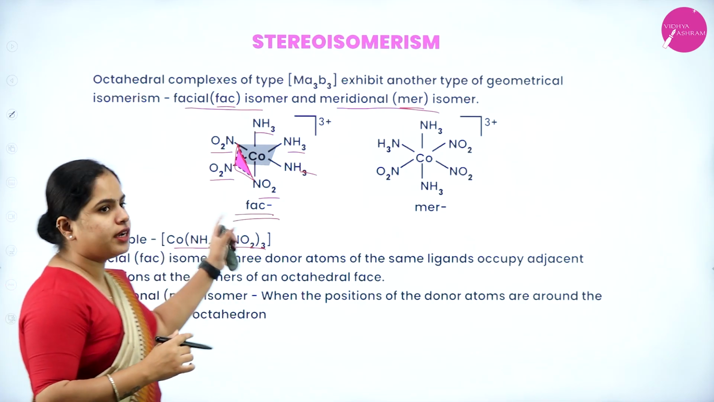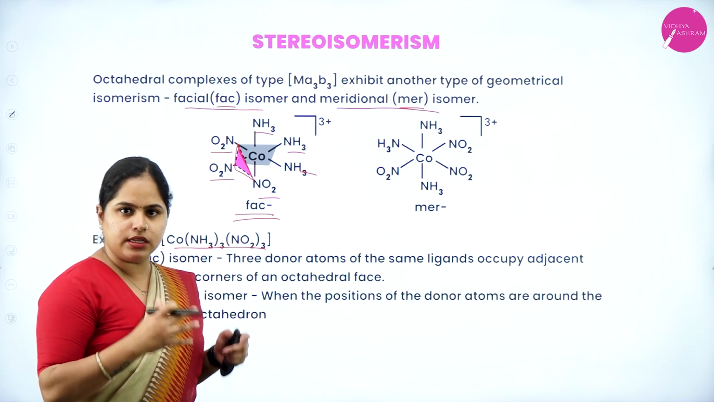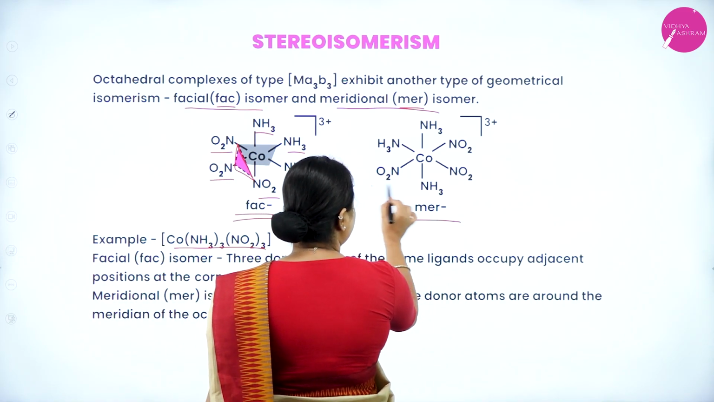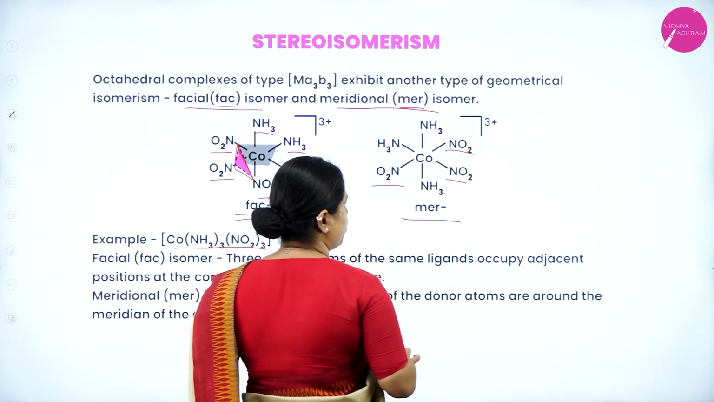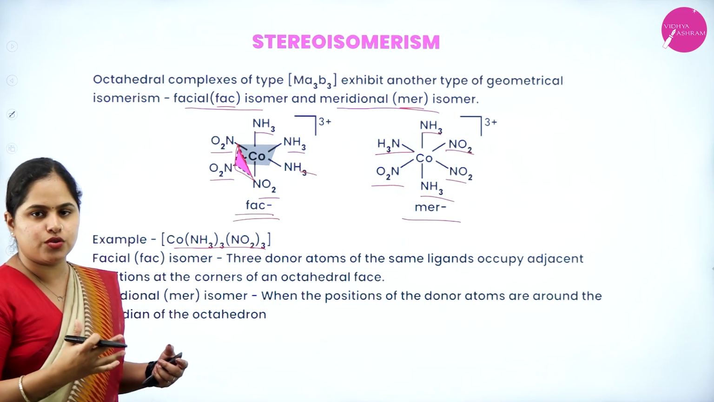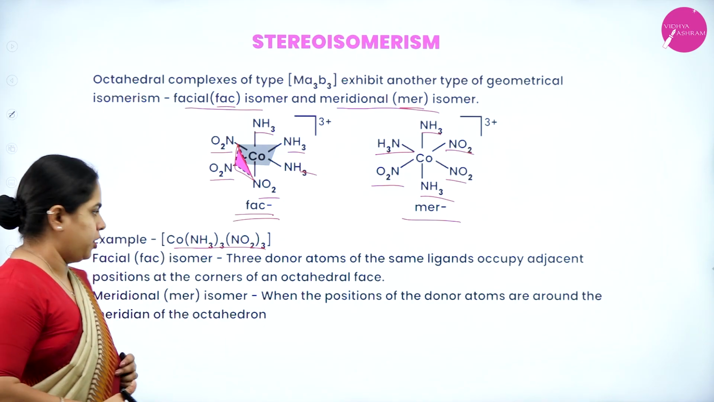Right. Now, if it doesn't come together, if it is not adjacent, all of them will not come in the same face, right? So then it will become meridional, right? As you can see, one NO2 here, one NO2 here, and one NO2 here. One amine here, one amine here, one amine here. So, of course, they are not adjacent to each other. All of them won't come in the same face. So then it becomes meridional, right?